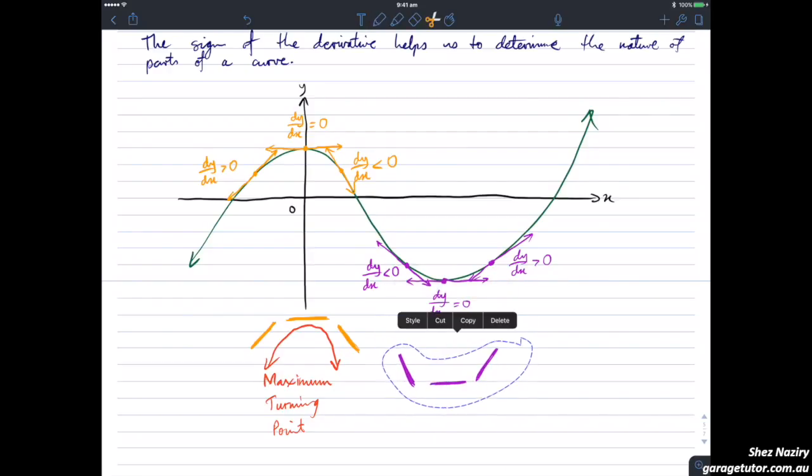What kind of turning point is that? Minimum. That is a minimum turning point. Correct. And look at that. Minimum turning point. Okay? Does that make sense, guys?